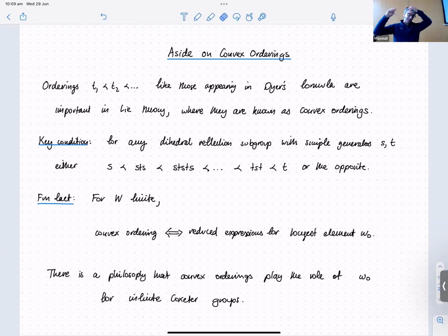And the beautiful fact, for finite Coxeter groups W, a convex ordering is exactly the same thing as a reduced expression for the longest element. So what that tells you is that you can think about these convex orderings as something like a reduced expression for the longest element, even though the longest element might not exist. And there's this fascinating world of convex orderings on infinite Coxeter groups, and they play some kind of role like a reduced expression for the longest element, even though that element does not exist.